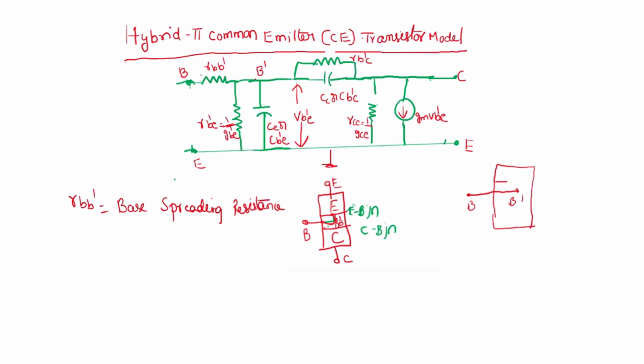The carriers will go to the junction like this. So this is the distance. This resistance is called RBB dash. That resistance spread in that extended base is called base spreading resistance. Yes, the question is why we are not considering the RBB dash in case of low frequency analysis, that is, when you are going for H parameter model analysis.